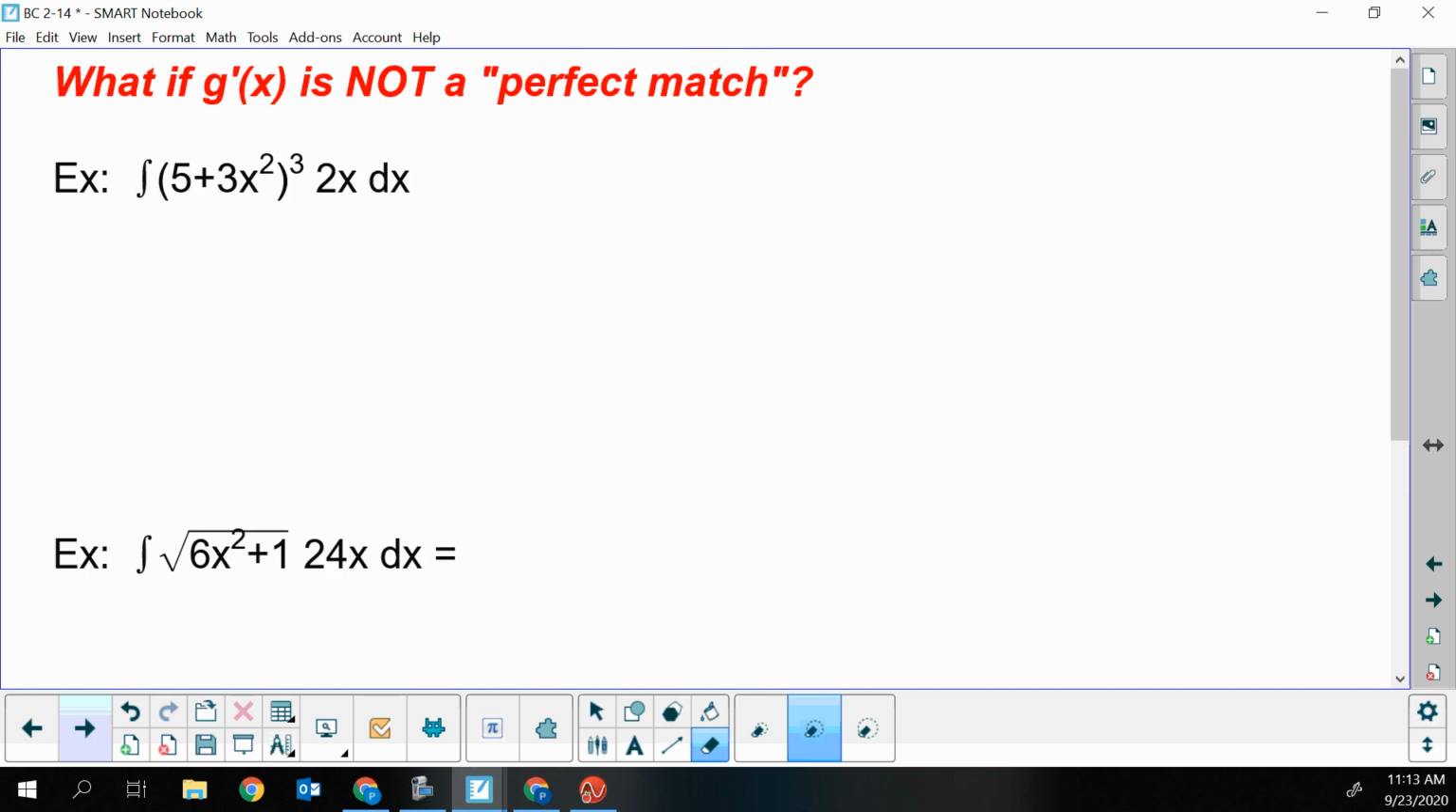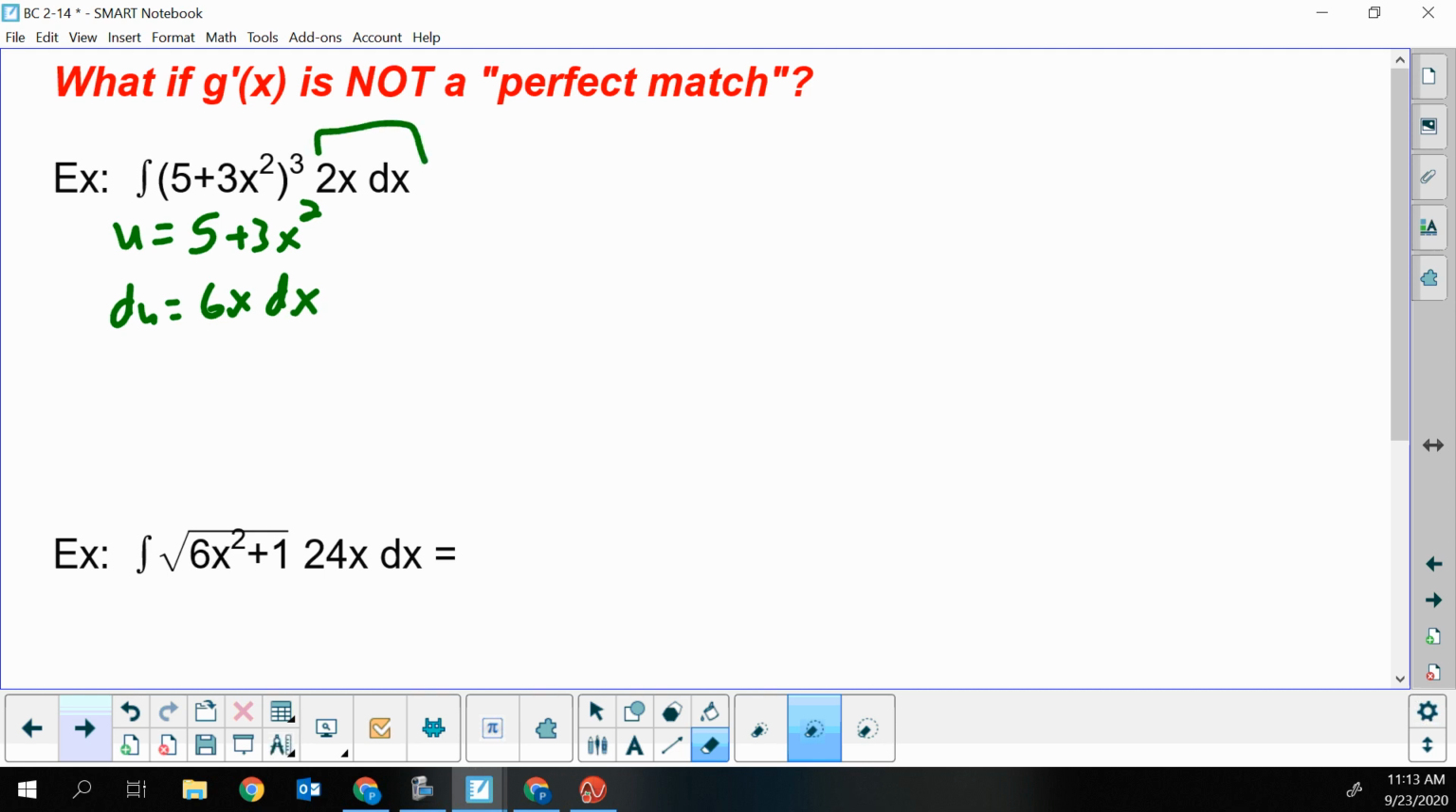All right, our last page of notes for today. What if you don't have a perfect match? In this first example, we have to have u be 5 plus 3x squared, because that's the inside of the function. Well, du would equal 6x dx. But our leftover is 2x dx, so that's a problem.